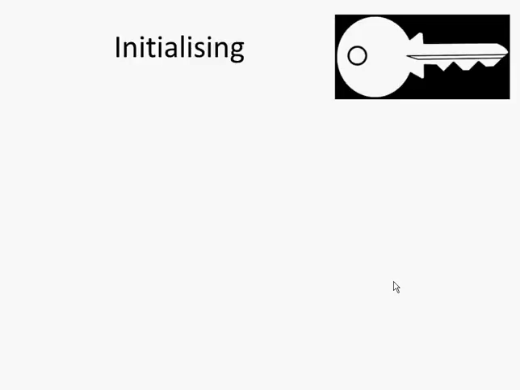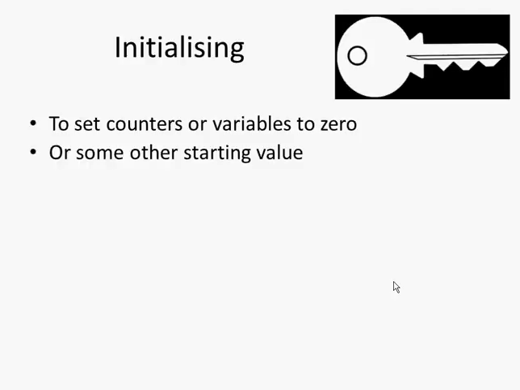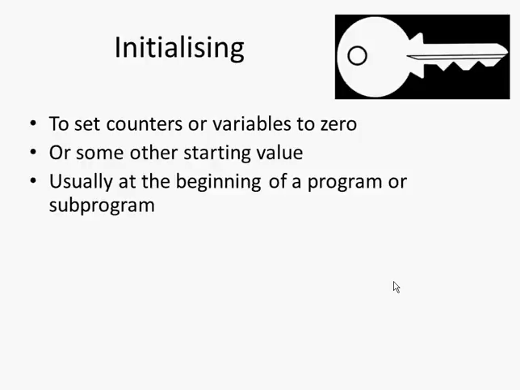That brings us on to the term initializing. Initialization is to set counters or variables to 0 or some other starting value, so it doesn't have to be 0, usually at the beginning of a program or a subprogram. If we were to look at a pseudocode example of this, here's a procedure called main, and within that procedure a variable called total is being initialized. It's been given its starting value.